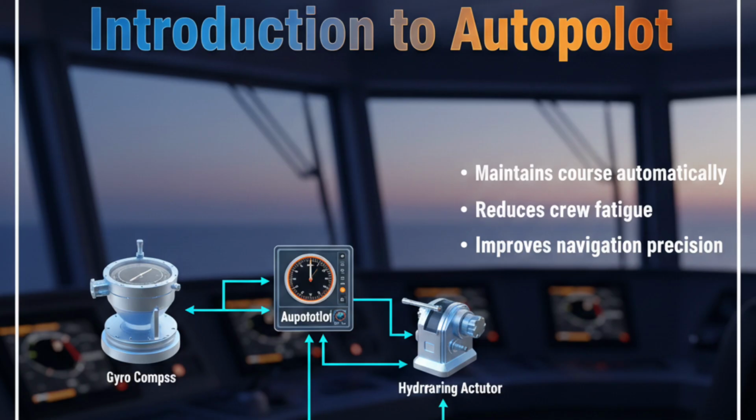Introduction to autopilot. An autopilot system is designed to maintain a ship's course automatically, reducing the need for continuous manual input. It increases navigational accuracy, reduces crew fatigue, and improves fuel efficiency. Autopilot systems are not just about convenience, they are essential for long voyages and precise maneuvering in busy shipping lanes. Key components include the autopilot controller, gyro or heading sensor, rudder follow-up mechanism, and integration with the hydraulic system. Understanding how these components communicate and respond to heading data is critical for every marine engineer and deck officer.